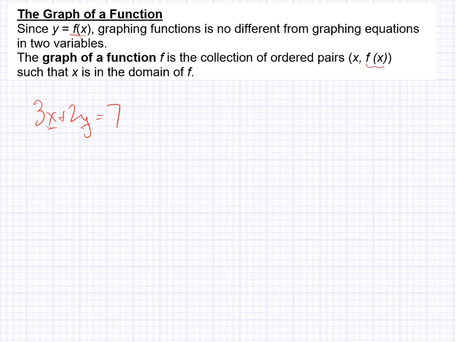So the graph of a given function is the collection of ordered pairs x, f of x, such that x is in the domain of the function and f of x is in the range. And once you collect all those ordered pairs, you put them together and you build the graph of a function.